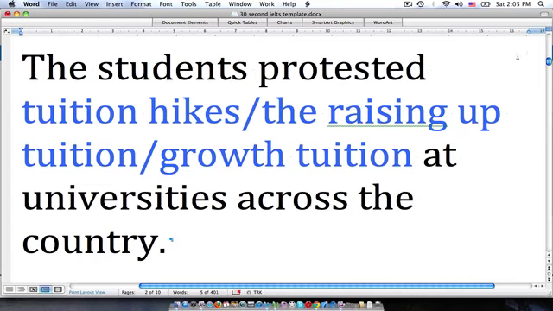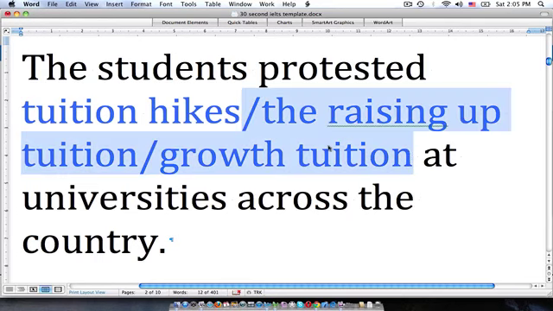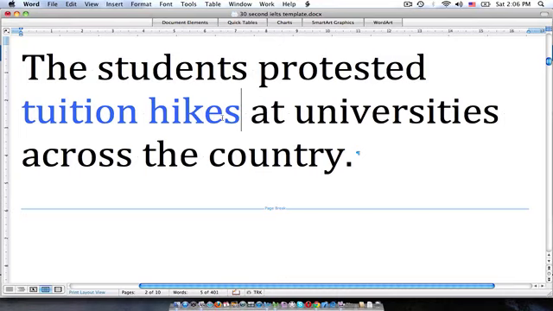And you would need to choose the correct answer, and here the correct answer would be tuition hikes. So if hike is a new word for you, yes, it can mean a walk, usually through some sort of nature route, but often it can also mean to jump abruptly or to go up quickly. So tuition hikes at universities across the country.